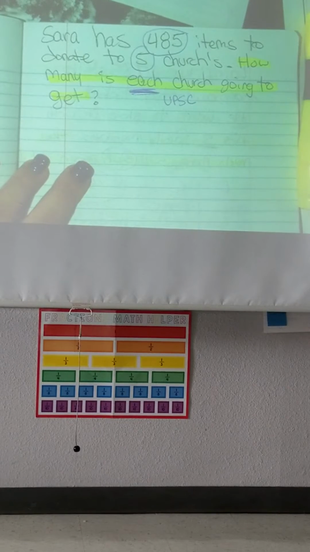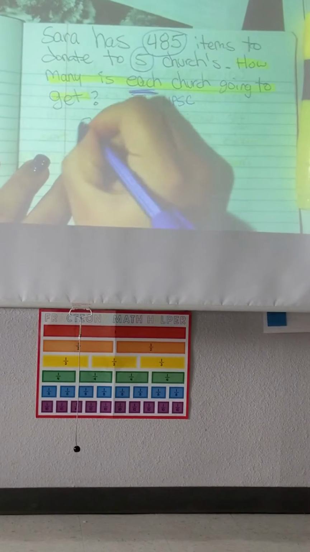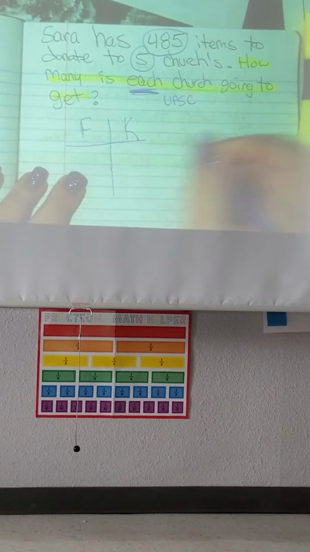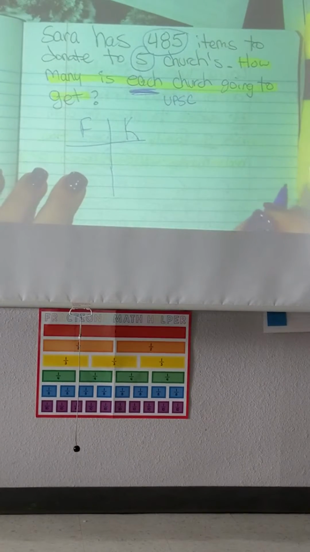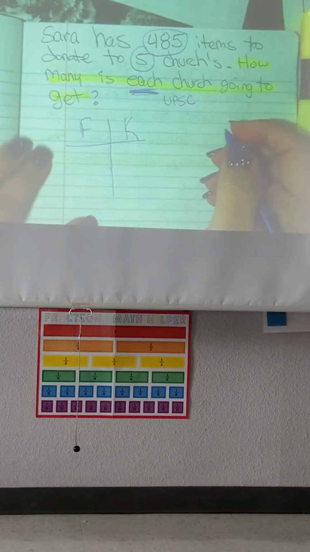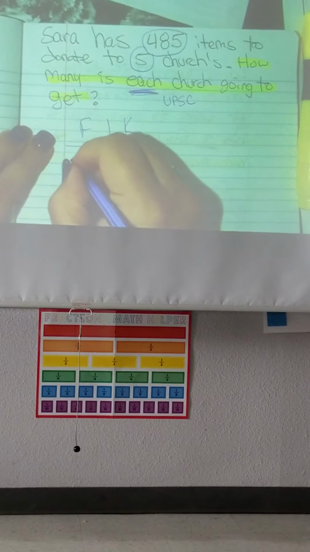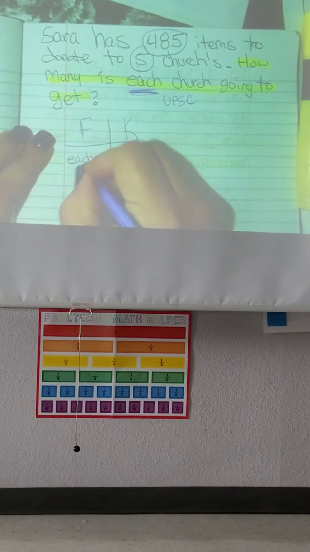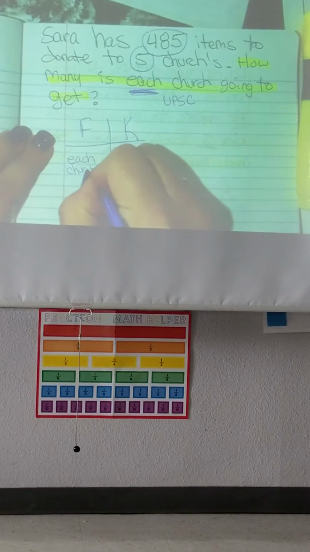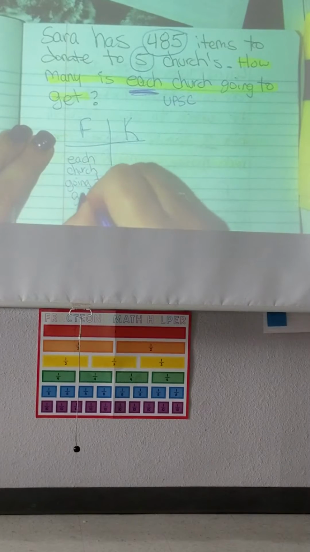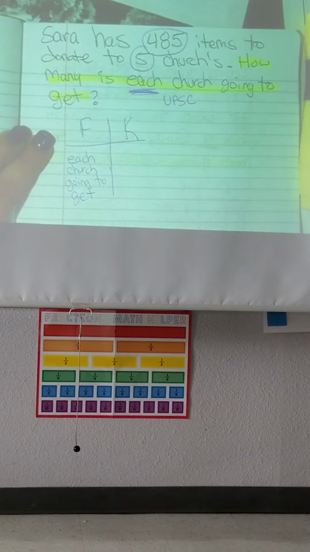Okay. Then we're going to move to our find and know. Very important to do. You have to do that on every word problem. If you don't do it, it's not going to get counted right. Okay, so we are finding how many is each church going to get. I heard Remy say we're just restating the question. We're just making it shorter.